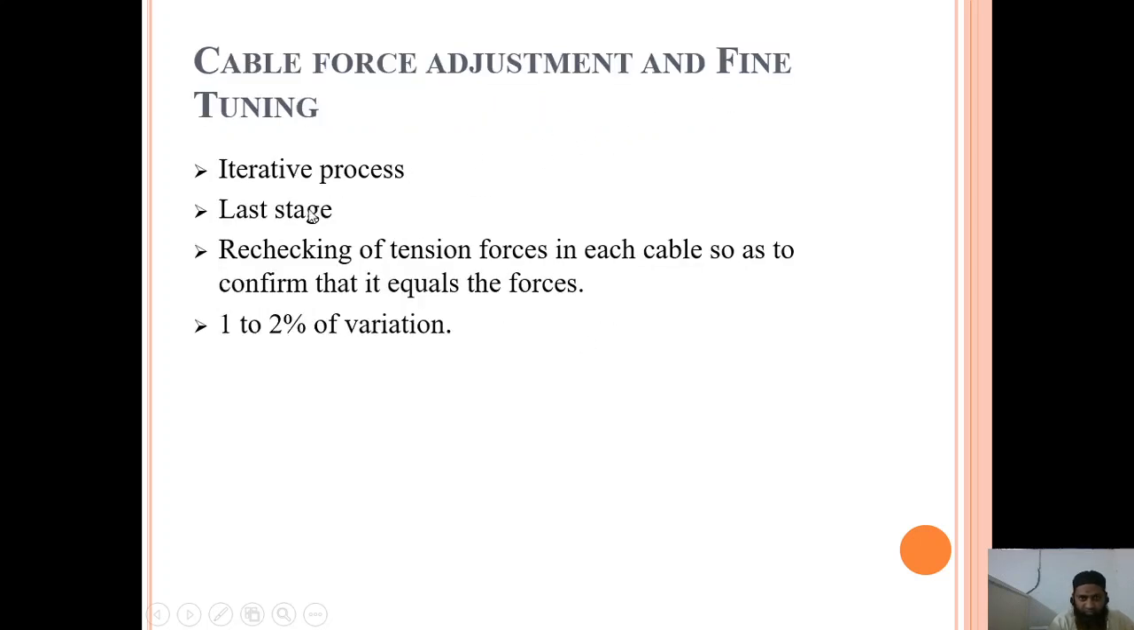Cable force adjustment is a fine iterative process. It is iterative for the last stage, where everything is tightened properly. Rechecking of tension forces in each cable is done so as to confirm that it equals the forces. It is rechecked again whether the forces are distributed properly or not. 1 to 2% of variation is allowed. Nothing more than that is allowed.